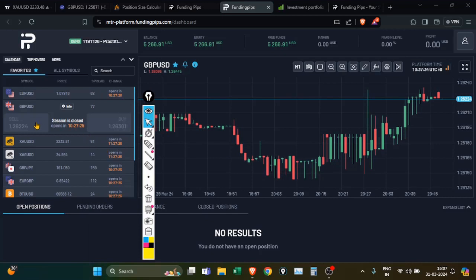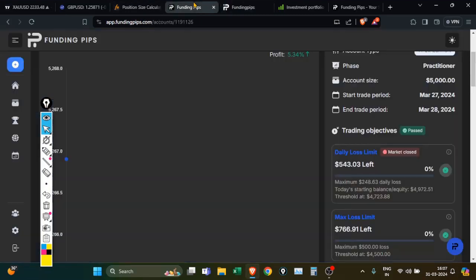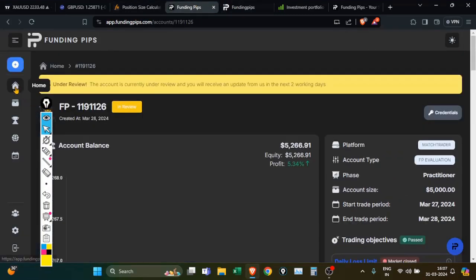When the market is open, you can see a sell option here and buy option here, and you can also set a limit order from there also. So yeah, this is the interface of the charting software of funding pips. So now let me go to the dashboard again.